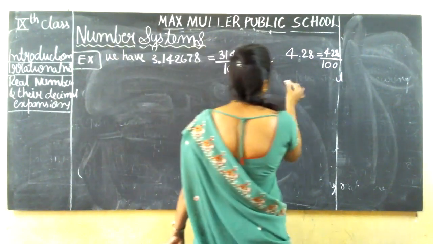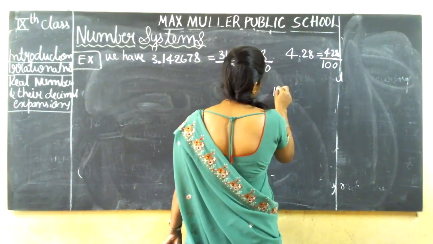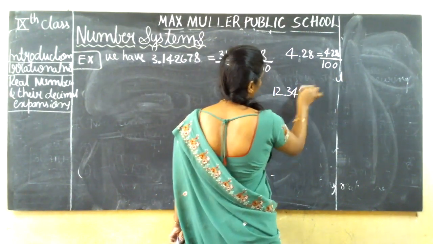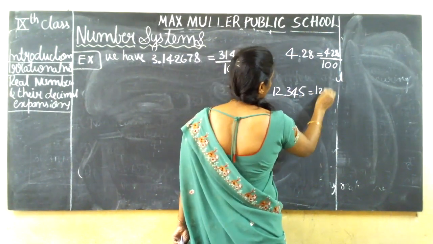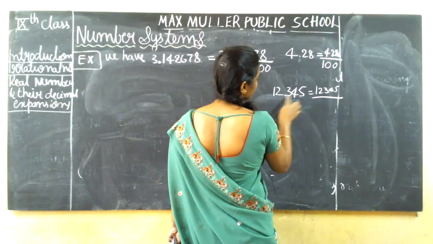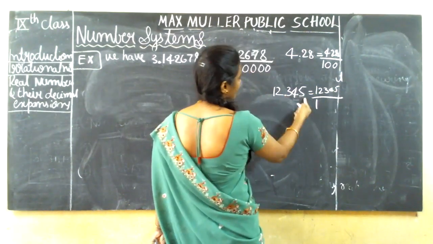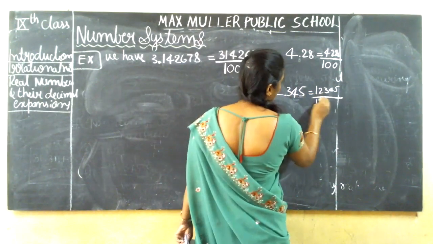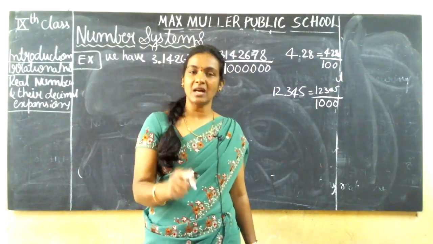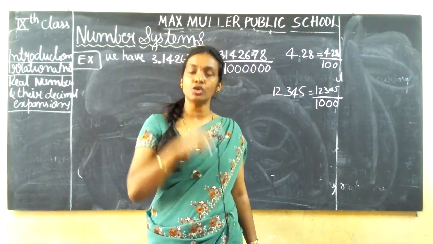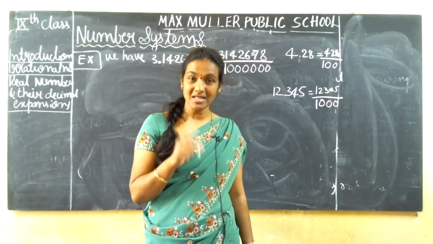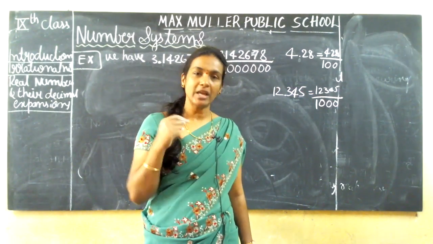Don't get confused. I'm going to give you one more example, like 12.345. How will you write this one? 12345. Where the decimal point is, take 1 there. After the decimal, how many numbers are there? 1, 2, 3, right? So 1 followed by three zeros. This is one type of example of writing decimals in the form of P by Q.